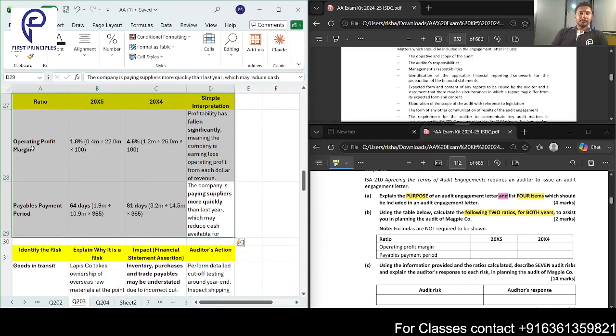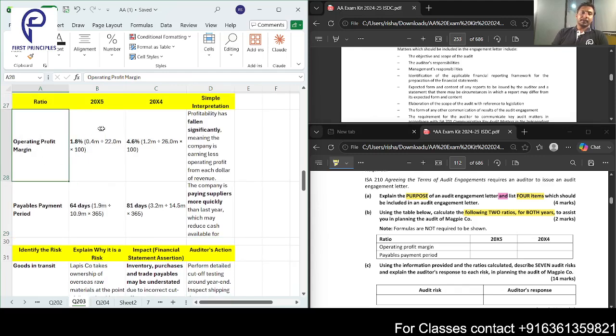Okay, so here we look into the first one. First one is operating margins for 2004 and 5. So it is operating profit. Okay, let's write it here. Operating profit divided by revenue into 100. Okay, and payables. It is your payables by purchases. Sorry, purchases by payables by trade payables into 365. Credit purchases divided by trade payables.